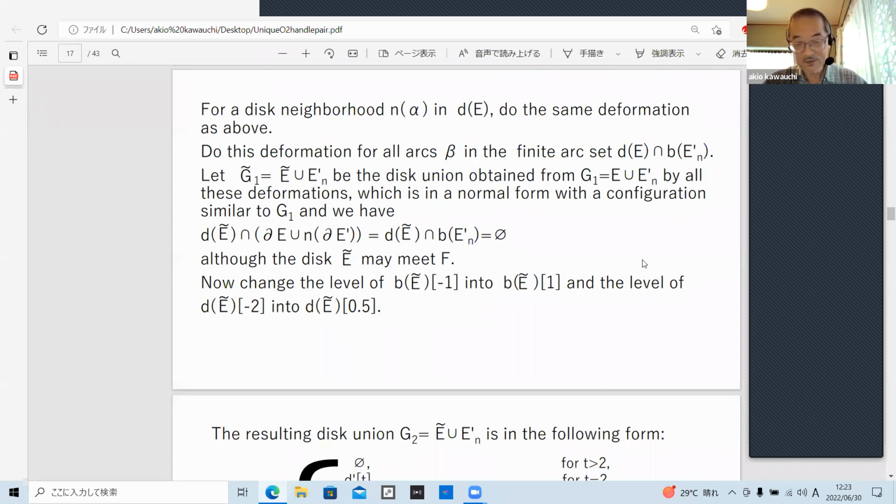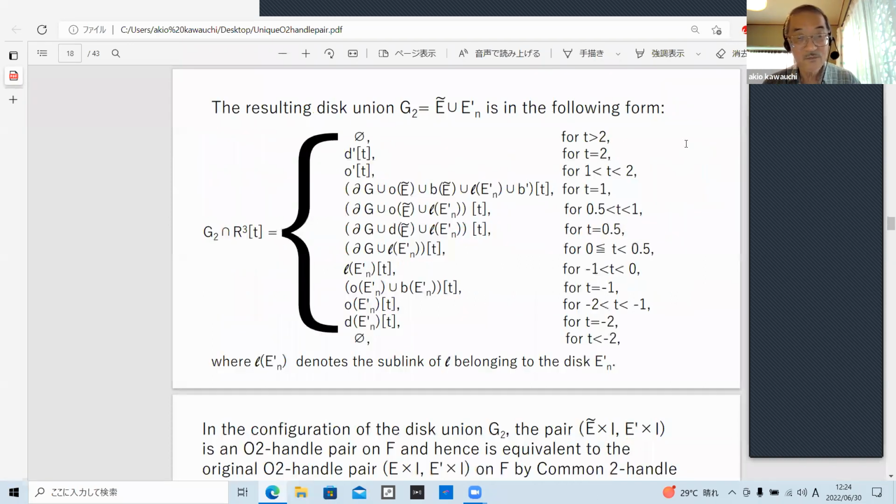F is a level 0 surface, but my deformation does not need isotopy. Isotopy is not needed. So only the handle pair. So the common two-handle property is very important. So it's possible.